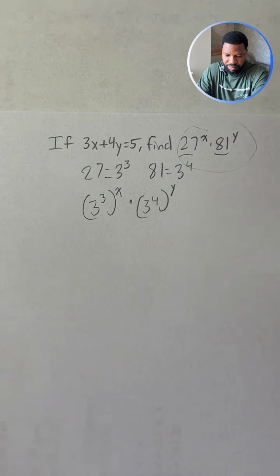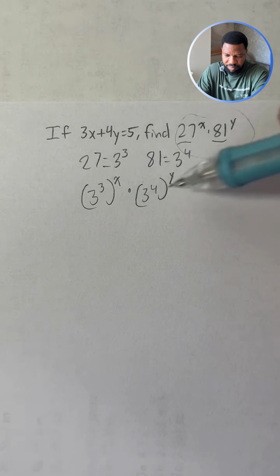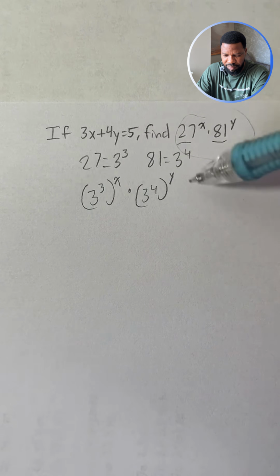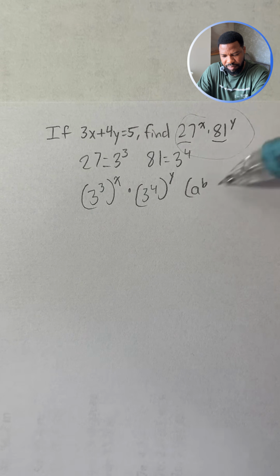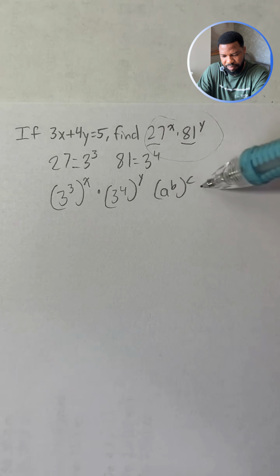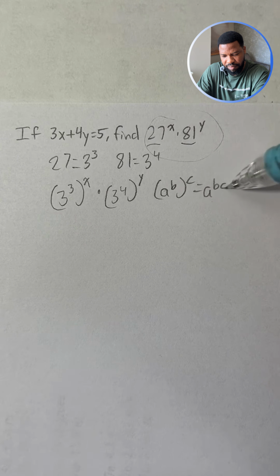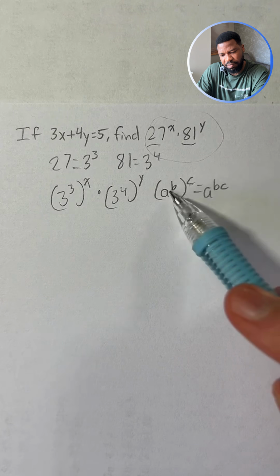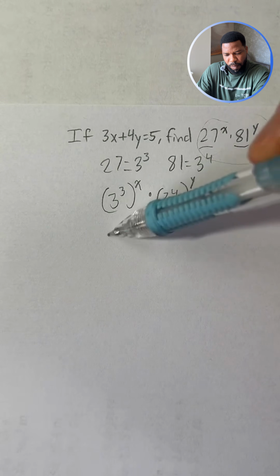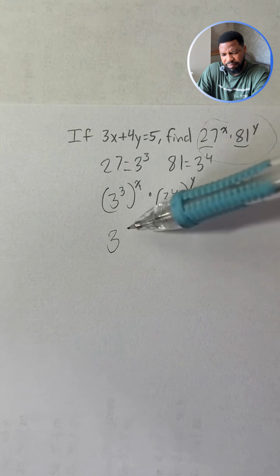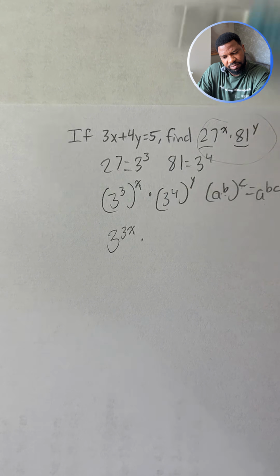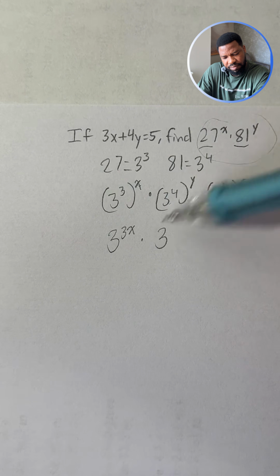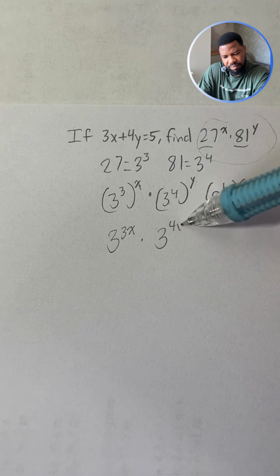Now one exponent rule that will be helpful to simplify this is that if we have a raised to the b power, then raised to the c power, it's going to be equal to a raised to the b times c power. So we just multiply these two exponents together. So here we get 3 raised to the 3 times x power, which is 3x, times 3 raised to the 4 times y power, which is 4y.